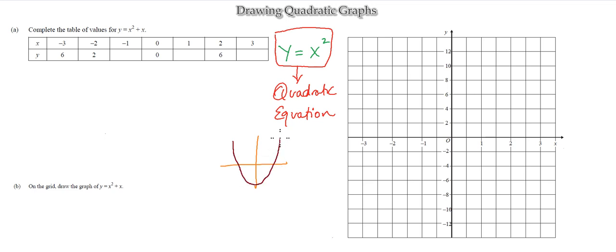So that's how the quadratic graph will look like, where you basically have two plots where it crosses the x-axis, because those are the two x values if you were to solve the quadratic equation. So let's just try to solve this question. So first, my quadratic equation is y equals x squared plus x. They've given me some x values. Let's just find our y values.